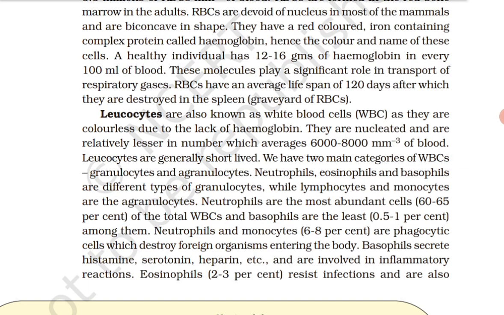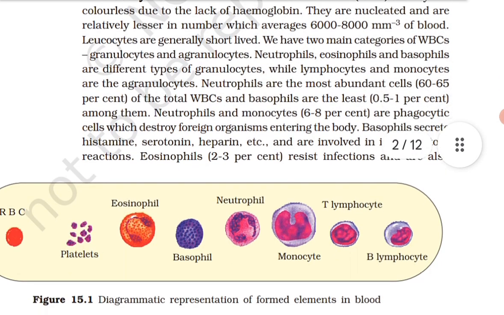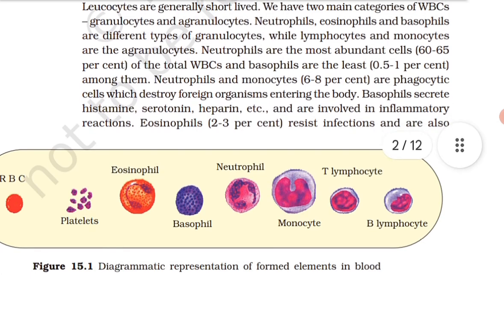We have two main categories of WBCs, granulocytes and agranulocytes. Neutrophils, eosinophils and basophils are different types of granulocytes. NEB. While lymphocytes and monocytes are the agranulocytes.